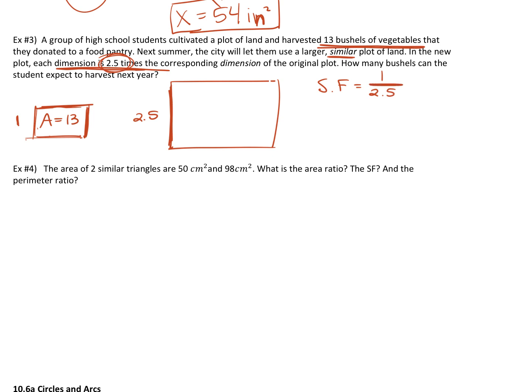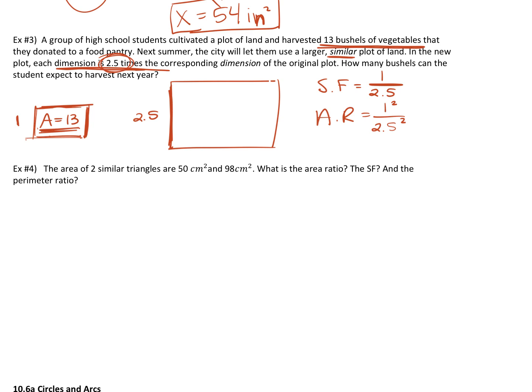Okay? If this is an area, we need an area ratio. How do you get an area ratio? That looks like it is the area ratio. No, that's the scale factor because it's just lengths. What do you do to get an area ratio? Oh, 1 squared. 1.5 squared. Yep, your area ratio is going to be 1 squared to 2.5 squared.